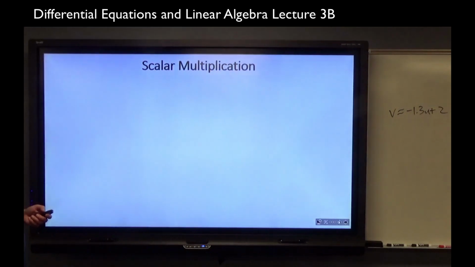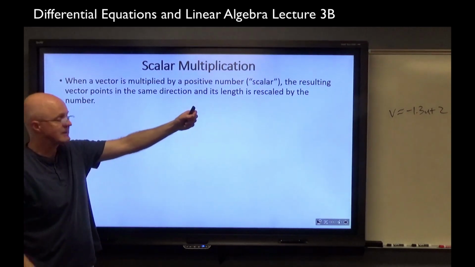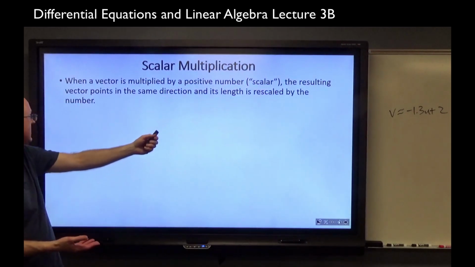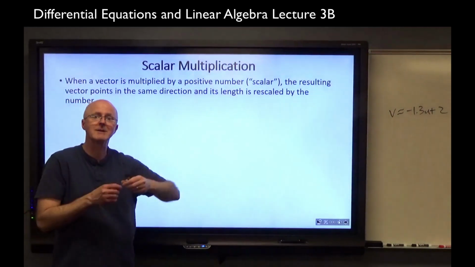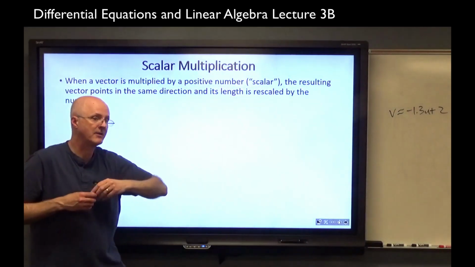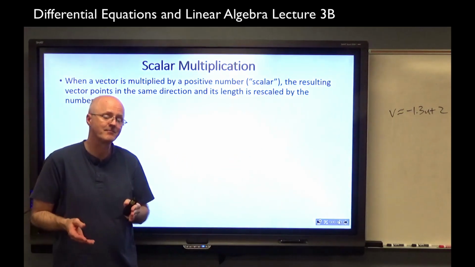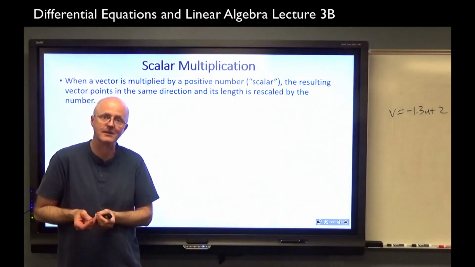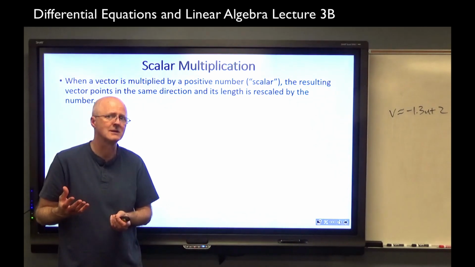This is our last slide, I believe. Yes, scalar multiplication. When a vector is multiplied by a positive number, also called a scalar, for a good reason, the resulting vector, the resulting arrow, points in the same direction when it's a positive number, and its length is rescaled by that number. So if I multiply a vector by 2, it points in the same direction but has double the length. If I multiply it by 3, it points in the same direction but has triple the length of the original vector. If I multiply it by a half, it points in the same direction but has half the length. I can make drawings here, but I hope you see the idea is pretty intuitive.